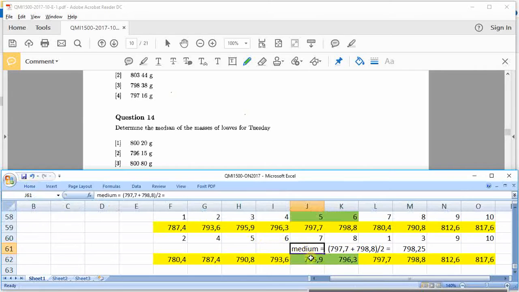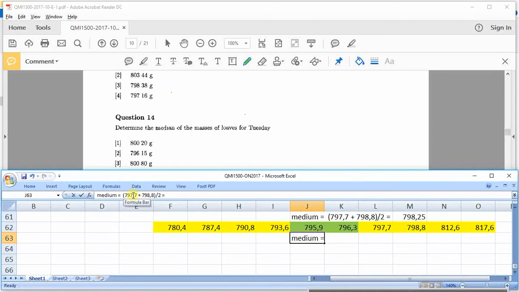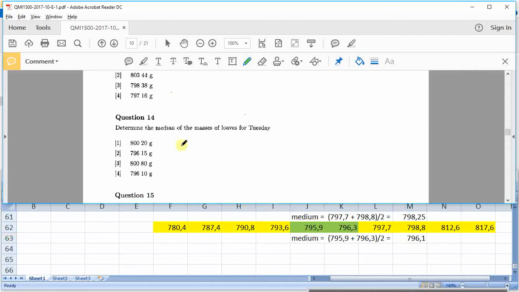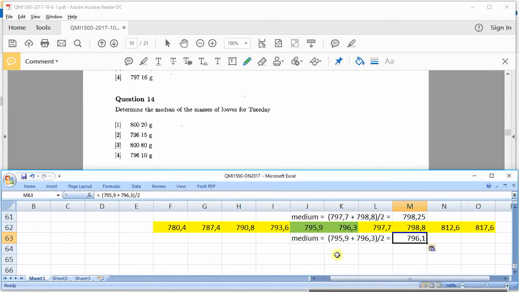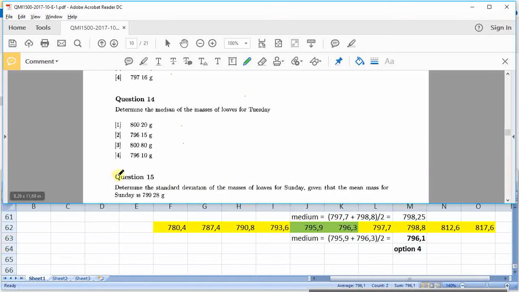Okay, but then we still need to highlight this. So now let's redo that. Median here: 795.9 plus 796.3, and divide that by 2. Now, let's see. Is it there? Hopefully. Yes, I also got 796.1. Okay, there we go. That's good, you got the right answer. Thought I got it with the wrong working. Okay, but it doesn't matter. At least you get it. Lucky. Alright, that's 14.